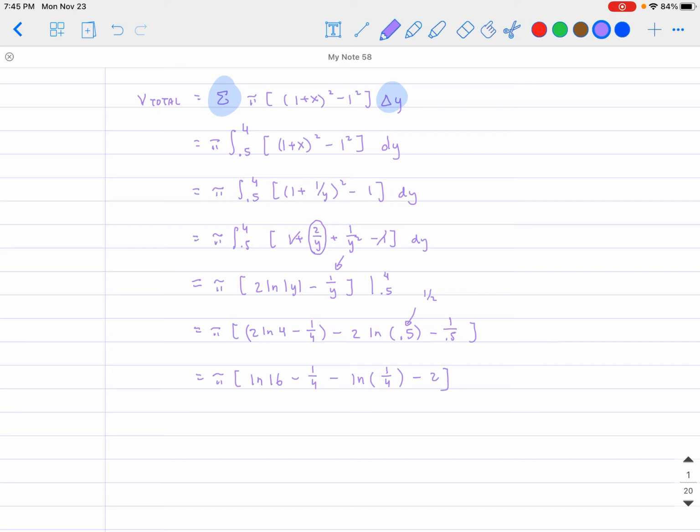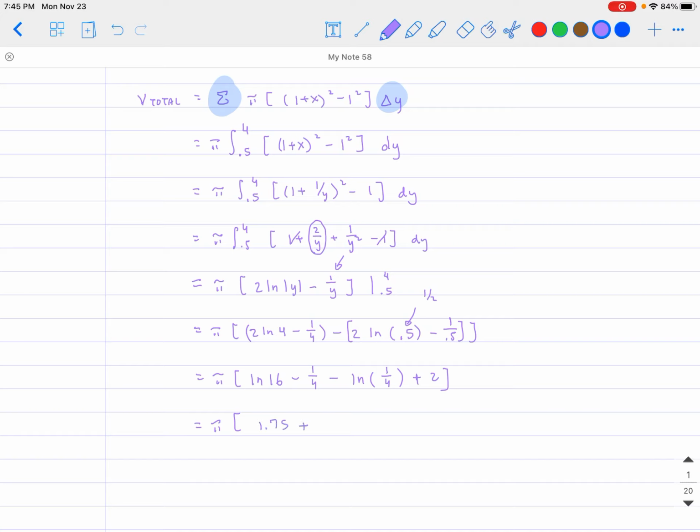Let's see, you want to make sure everything's okay. Oops, I forgot the parentheses. So what that means is actually this turns into a plus 2 over here. So we've got to be very careful about that. So pi keeps carrying over. 2 plus negative 1/4 is going to be 1.75.